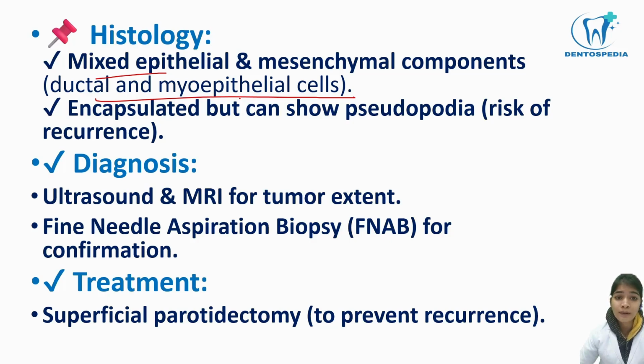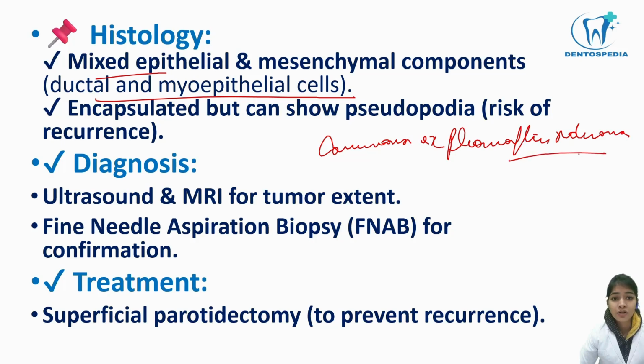So this malignant form is called carcinoma ex pleomorphic adenoma. Understood? It occurs when there is an incomplete removal and it can cause recurrence and malignant transformation, which is carcinoma ex pleomorphic adenoma. Now, what will be the diagnosis?